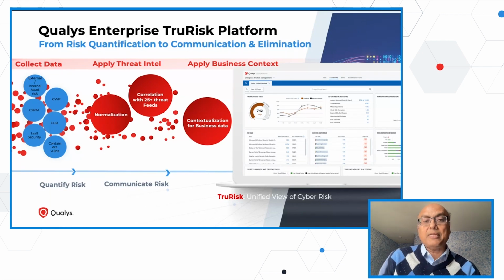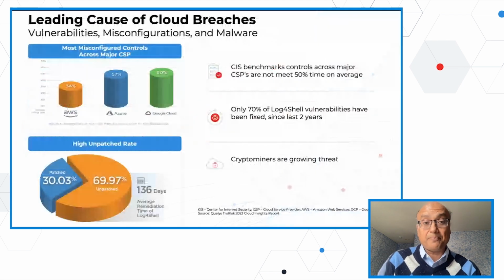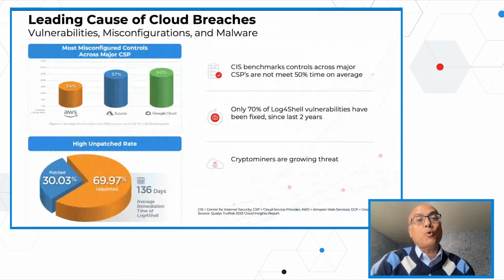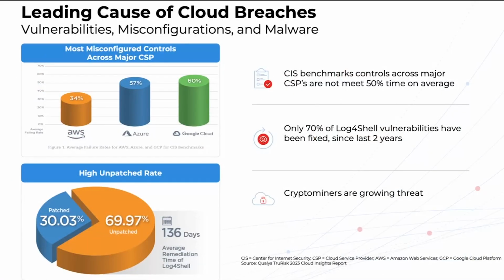Now let's look a little bit at what's happening in the cloud in terms of the risk, the threat landscape. Last year, we published the Qualys TruRisk Insights white paper, where we talked about the leading causes of cloud breaches, which were vulnerabilities, misconfigurations, and malware. And we're finding that a very large number of CIS benchmarks often fail when corporations start adopting the public cloud, whether it's AWS, Azure, or Google. We're finding that CIS benchmarks often fail 50% on average. We're also seeing that the Log4j vulnerability that's been around for a very long time is still left unpatched. And finally, crypto miners are a growing threat.